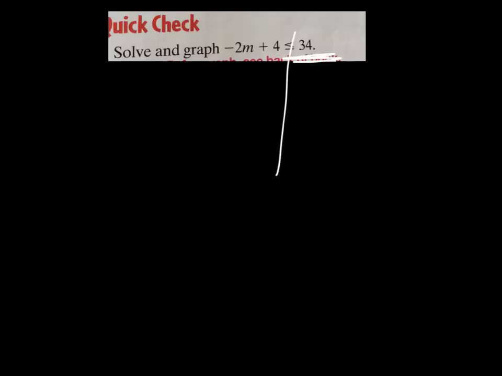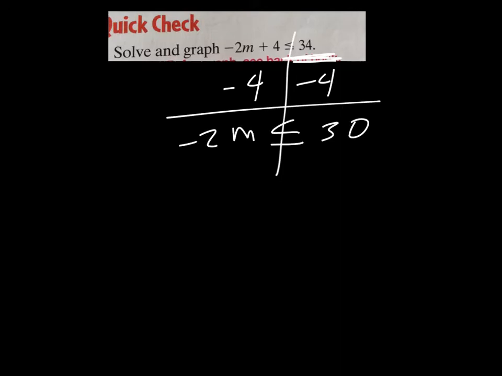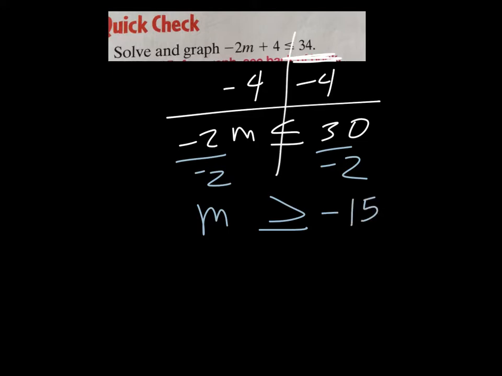So here, we're going to start out obviously by subtracting 4 from both sides. And I'm going to get negative 2m is less than or equal to 30. And notice I have that negative attached to my variable. That means I'm going to divide by that negative 2. And as soon as I do that, flip this so you don't forget it. So m becomes greater than or equal to negative 15.